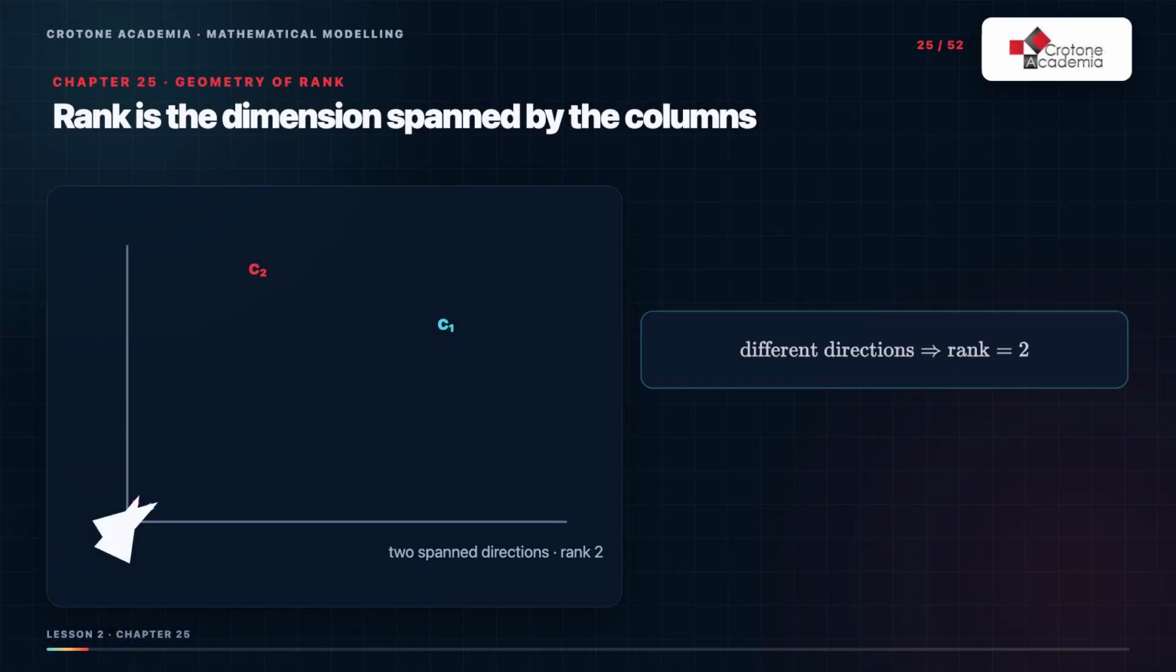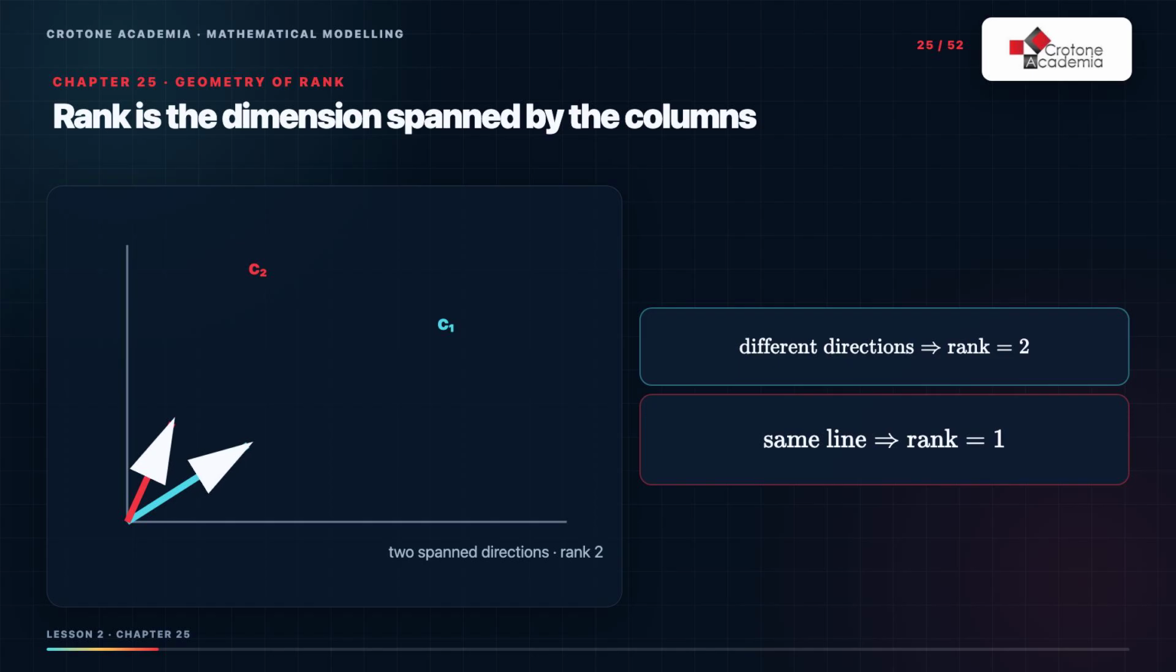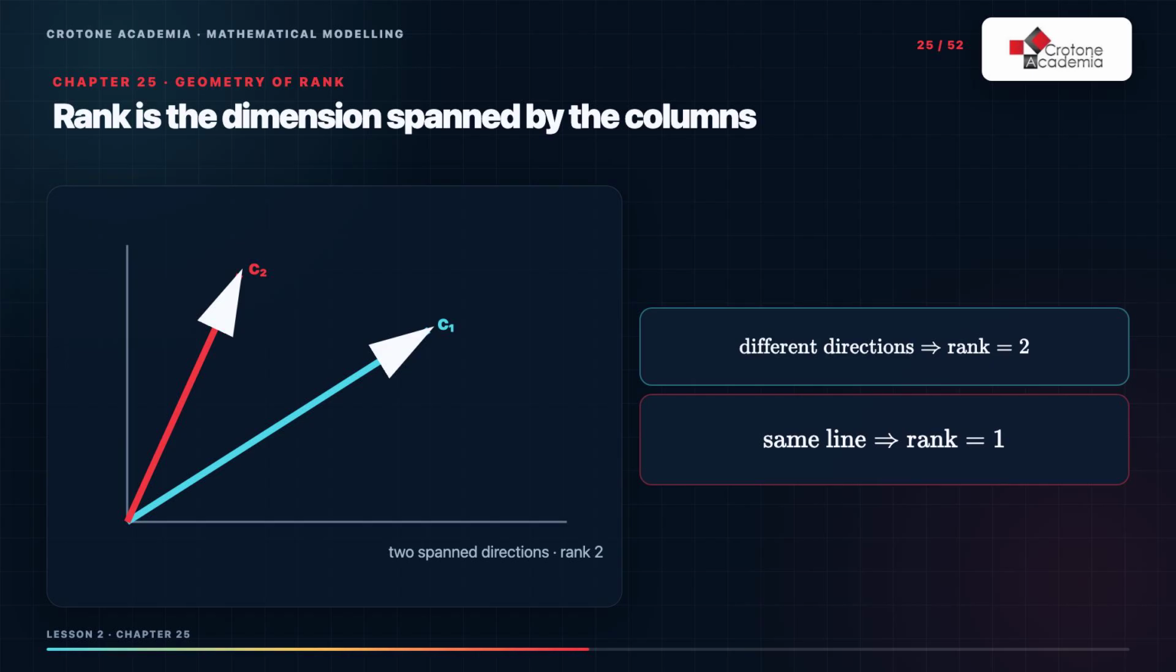Here is the geometric picture. Treat each design matrix column as a vector across all observations. If two columns point in different directions, their weighted combinations span a plane, and the rank is 2. If one column is a multiple of the other, both lie on the same line, and the rank is 1. Each column describes how one parameter changes the complete prediction vector. Rank is the dimension of the prediction directions available independently.